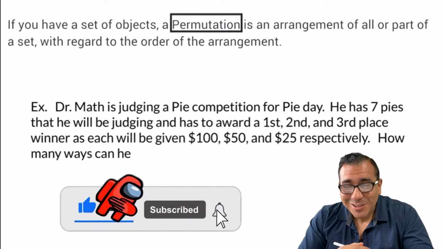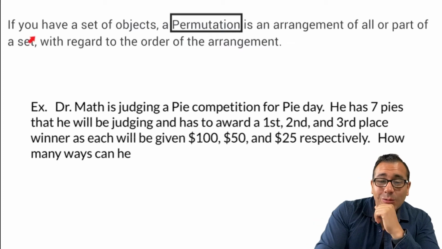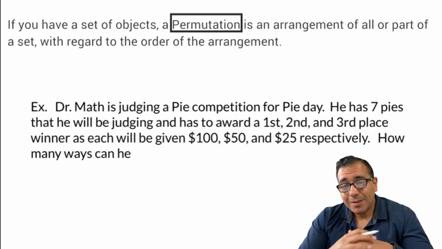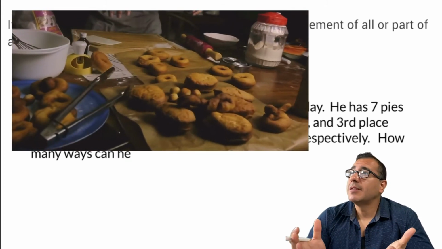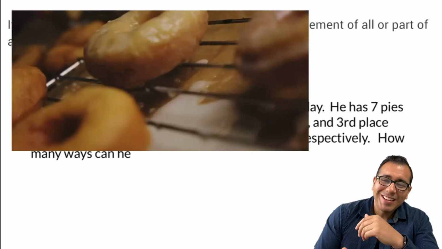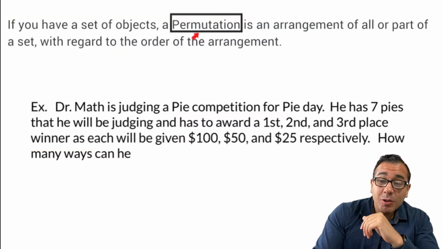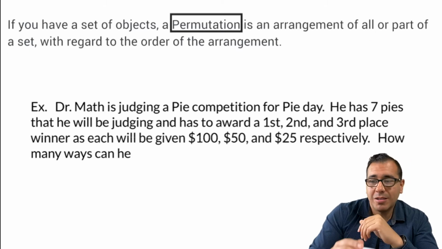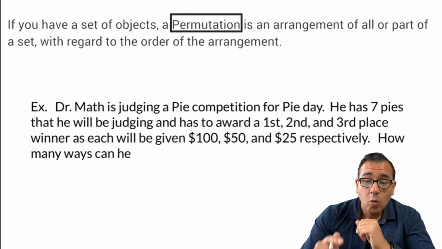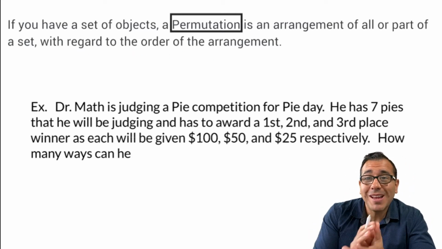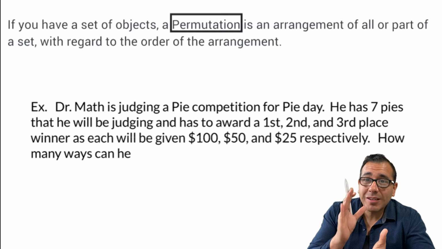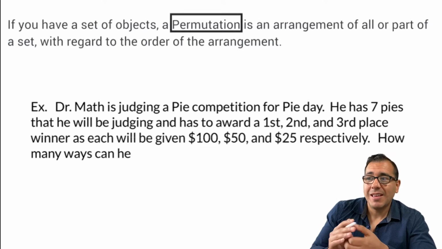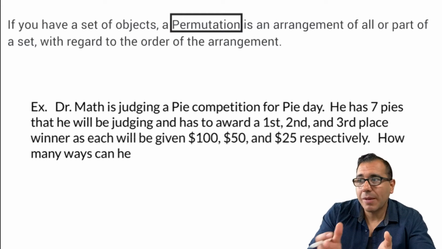So look at this. If you have a set of objects, let's say I have a set of donuts, a permutation is the arrangement of all or part of a set, with regard to order. What that tells us is the order is really important, and that's what defines the permutation: we have a certain order, and that order matters.